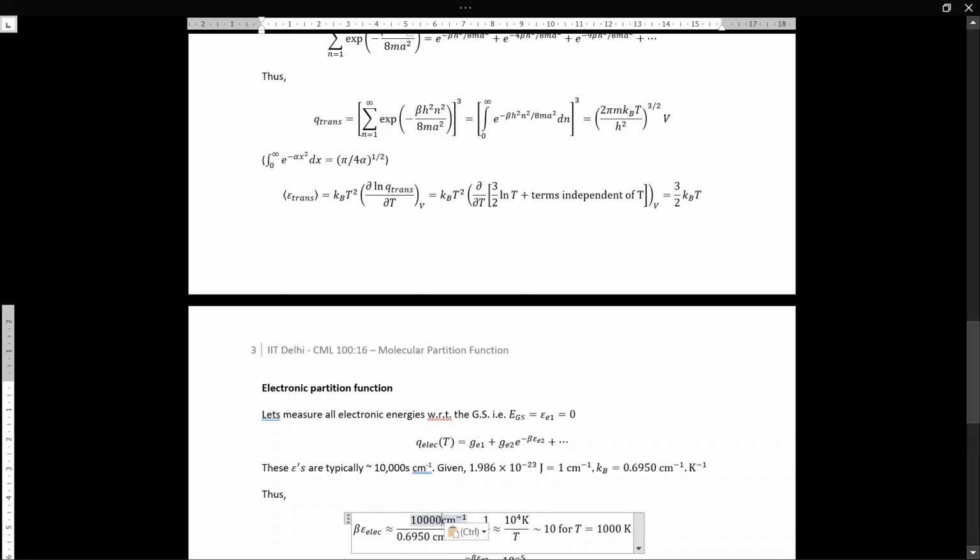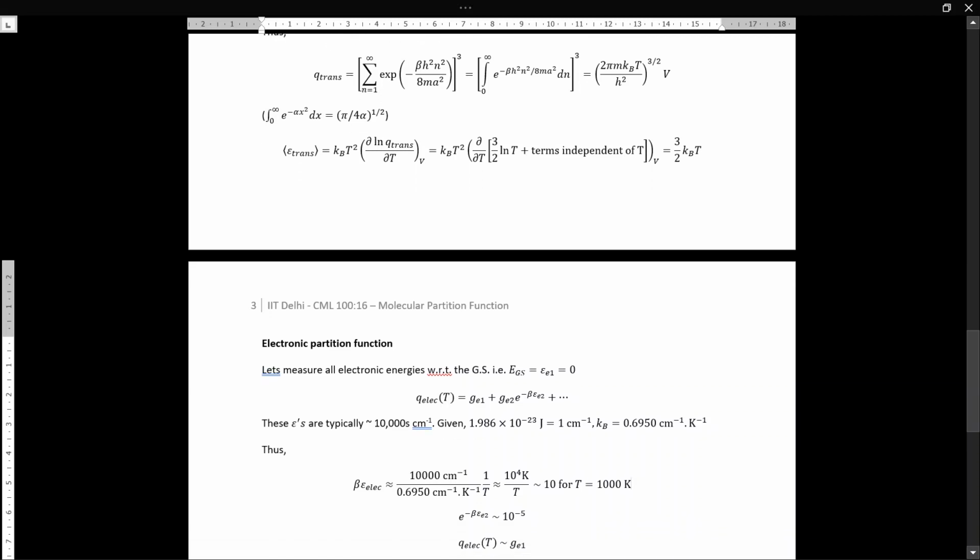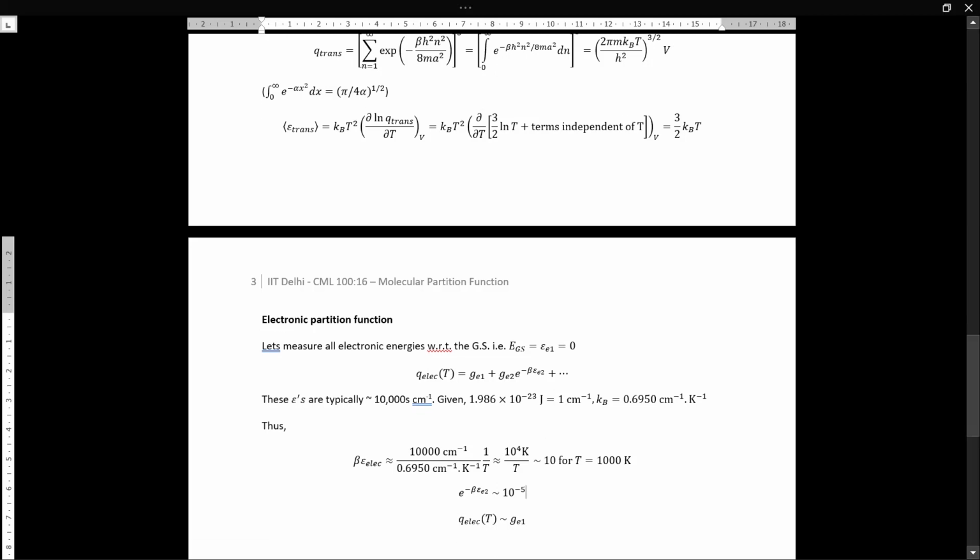10,000 centimeter inverse by 0.6950 centimeter inverse Kelvin inverse into 1 by T, roughly 10 to the power 4 Kelvin by whatever the temperature is. Even if I put a temperature of 1000 Kelvin, this comes out to be about 10. Room temperature is not 1000, I'm still using a higher temperature. And e to the power minus beta epsilon, e to the power minus 10, comes out to be about 10 to the power minus 5, which means for every 1 lakh molecules in the ground state, there's only one molecule in the excited state. So we can as well ignore any of the excited states.